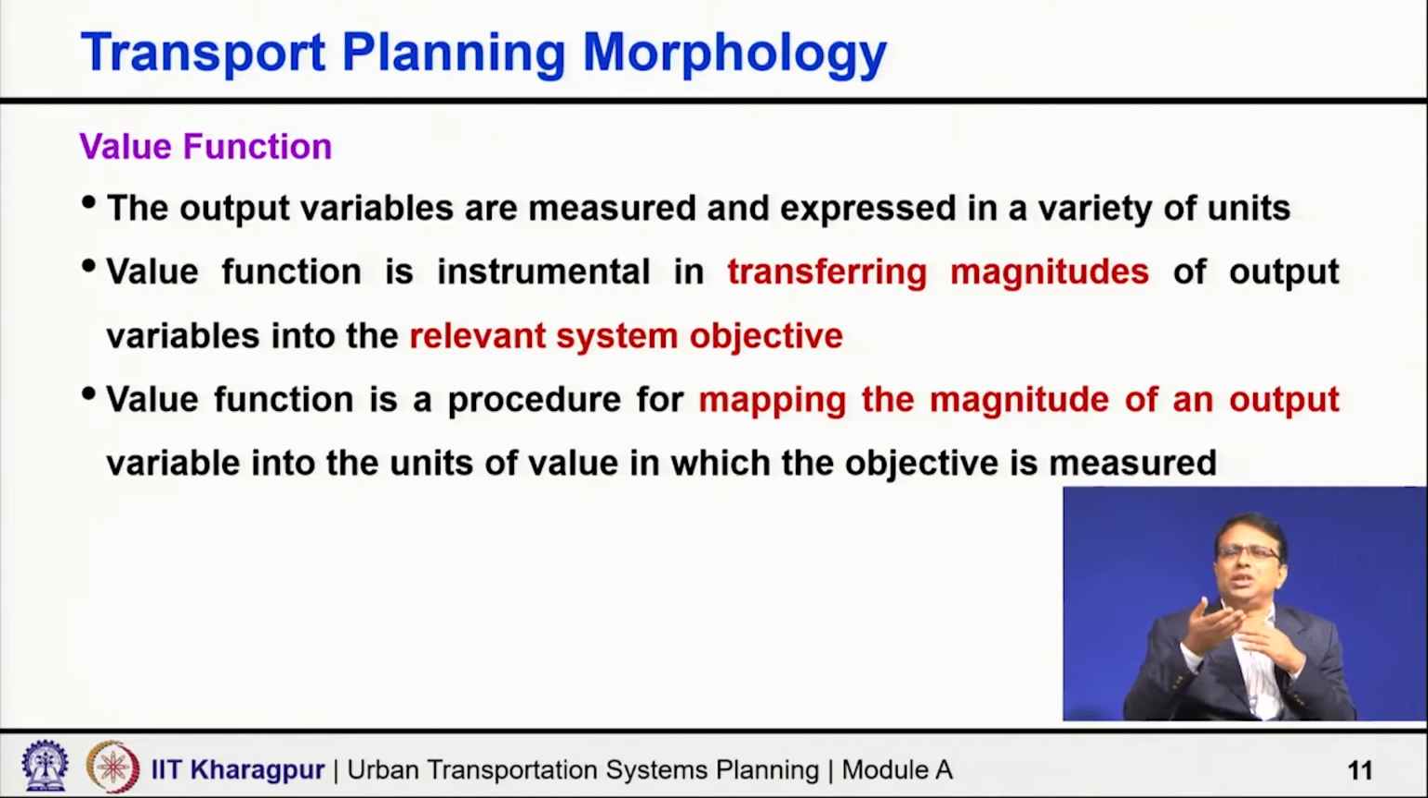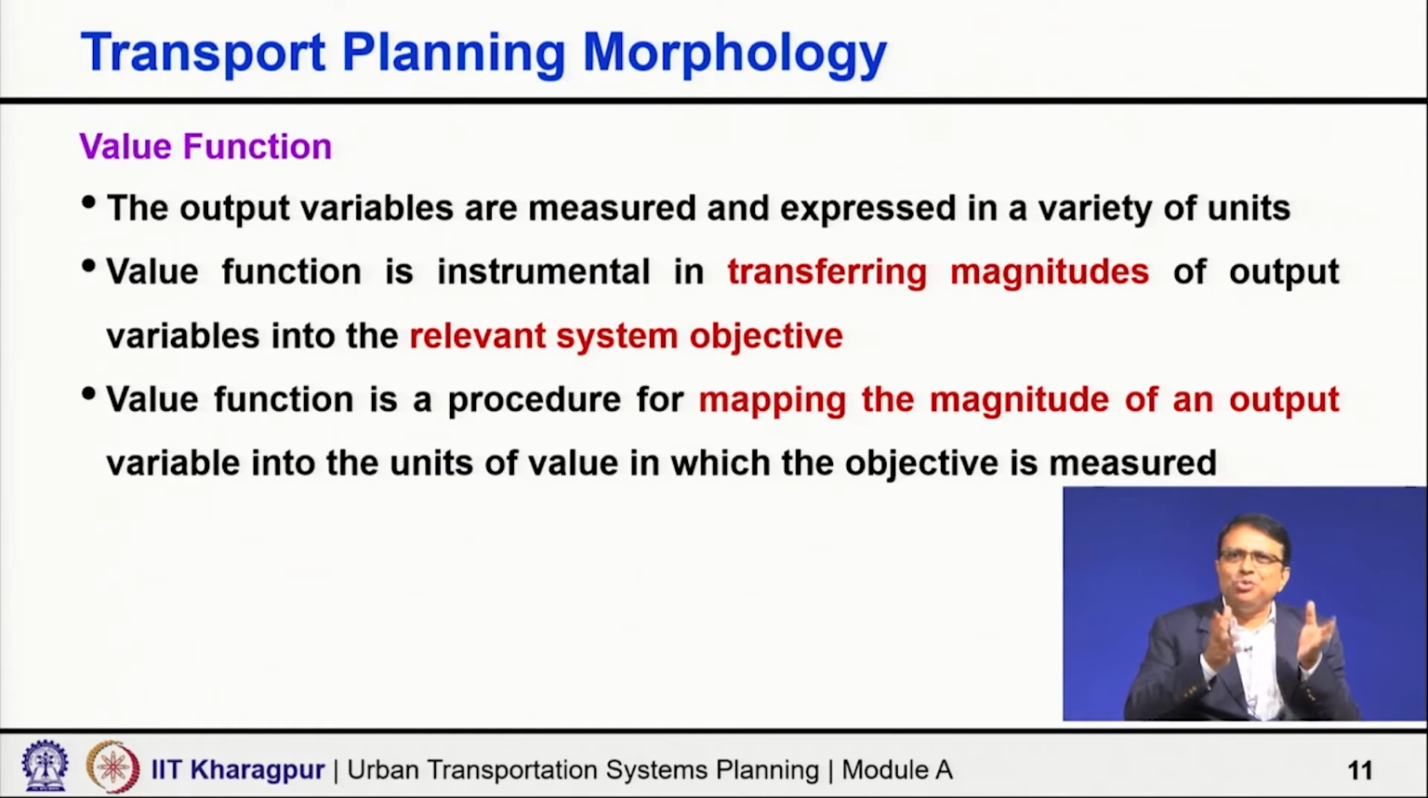Units of the objective, because we want to map the output with the objective. So, what I said here, the output variables are measured and expressed in a variety of units. The value function is instrumental in transferring magnitudes of output variables into the relevant system objective. If everything is in rupees, then rupee to rupee I can compare very well. If everything is in terms of minutes, minute to minute I can compare. I cannot compare minute to rupee to distance, right.